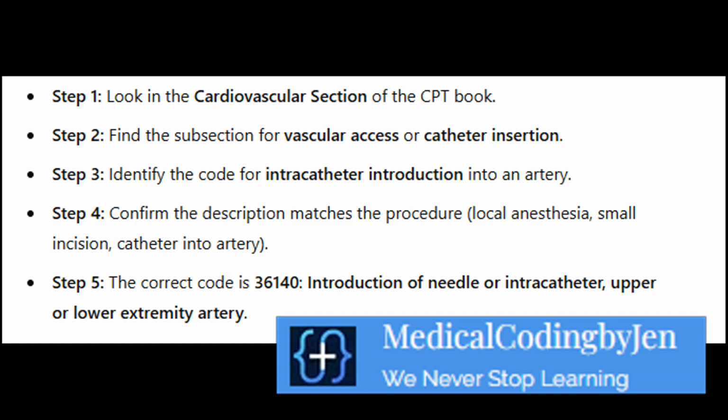Step 6. Verify the code with documentation. Once you've identified a potential code, check the description to make sure it accurately describes the procedure performed. The correct code will typically describe the incision, insertion of the catheter, and the guidance of the catheter into the artery. If you're uncertain, the CPT index at the back of the CPT book can also help you. Look up terms like catheter, vascular, or artery to locate related codes.